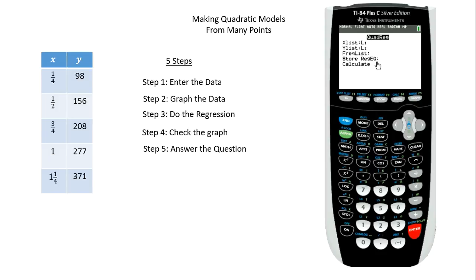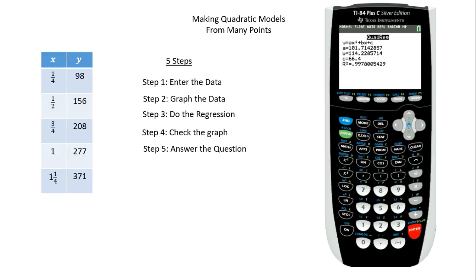Store regression equation. This is going to put our equation directly into our y equals menu. So we want to go down there, and to get y1, we're going to go alpha, and then F4, alpha trace. And look, there's all the y's. We're going to put it in y1. If we wanted, we could put linear in y1 and quadratic in y2 to compare them. That'll be really important in the upcoming chapters.